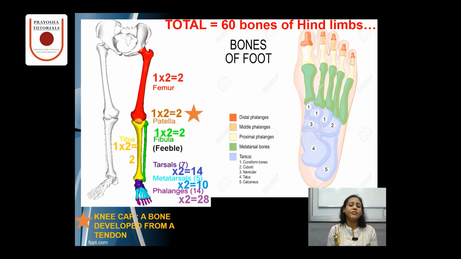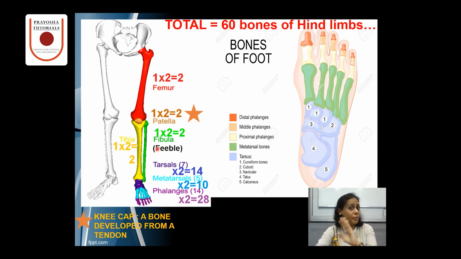Now in the legs, again, we have a very strong and the strongest bone, that is your femur. Again, 1 on each leg, so total 2 in number. Now below the femur, we have the patella. As I told you, it's a sesamoid bone, which was earlier a tendon. So we have 2 patella, 1 in each leg. Then below that, we have the tibia, the yellow one, and the fibula, which is the green one.